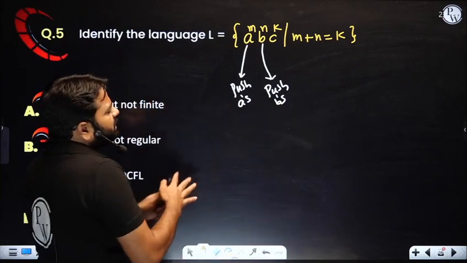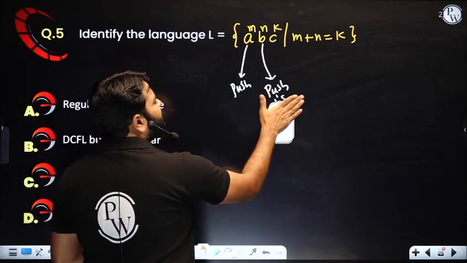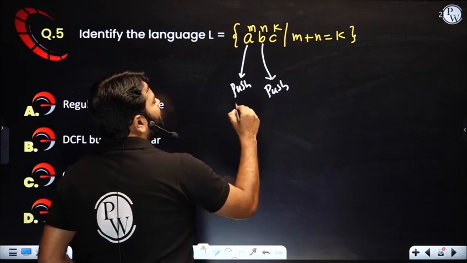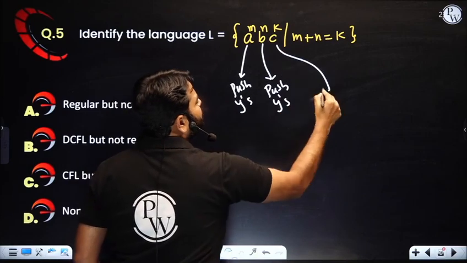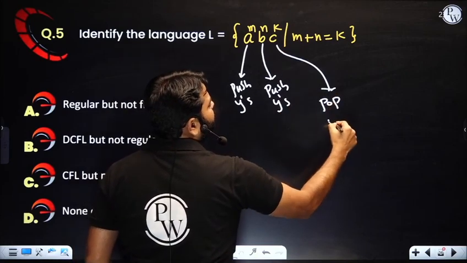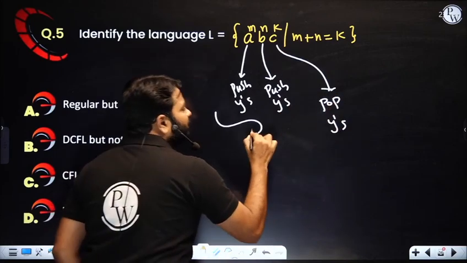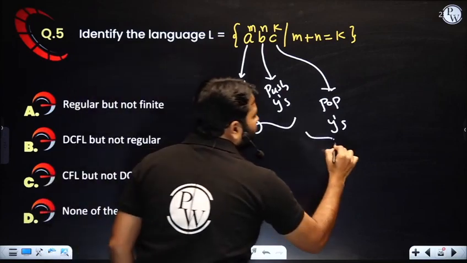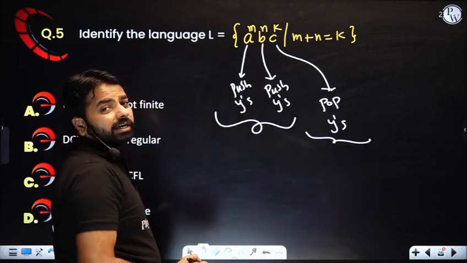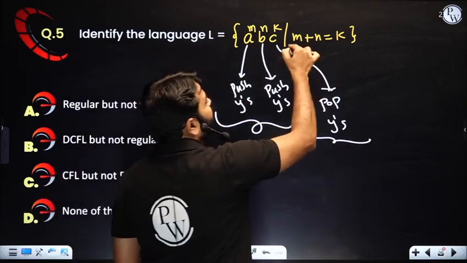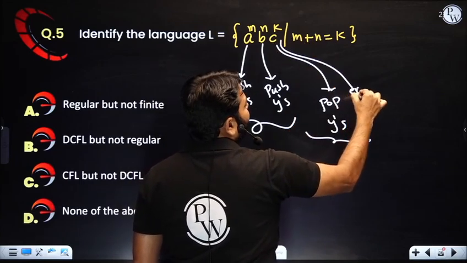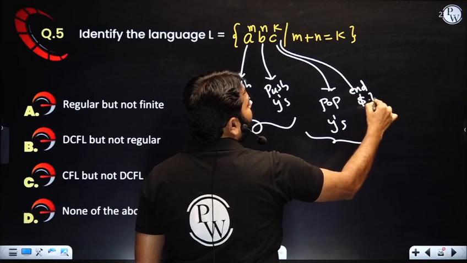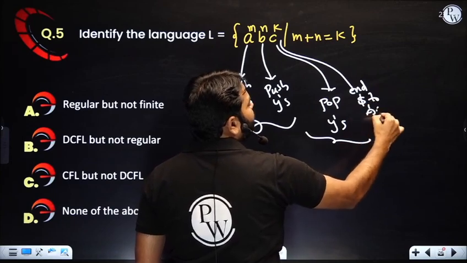Instead of confusing this, while you are pushing A's and B's separately, push, let's say, Y's. Here also push Y's. When C comes, start popping only Y's. That means, whatever the Y's you pushed, the same number of Y's you should pop, if you want to say, at the end of the input, at the end, dollar comma Z naught should happen. To accept.